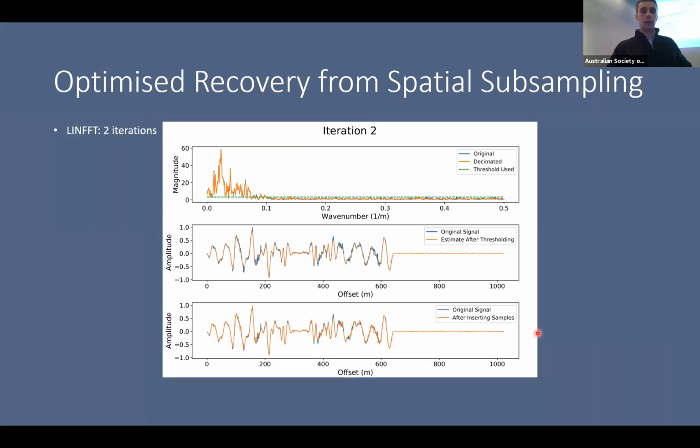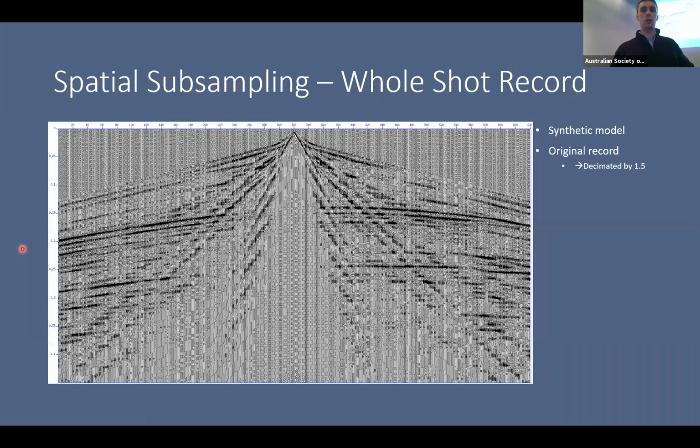So we basically went on and just applied it strip by strip to a whole shot record. So we use the same synthetic model and look at a decimation factor of, again, 1.5 to start with. So that's our shot record. That's what it looks like decimated by 1.5. I wasn't able to get rid of the traces in seismic units, so I've just zeroed them out. So hopefully you can see the effect there all right.